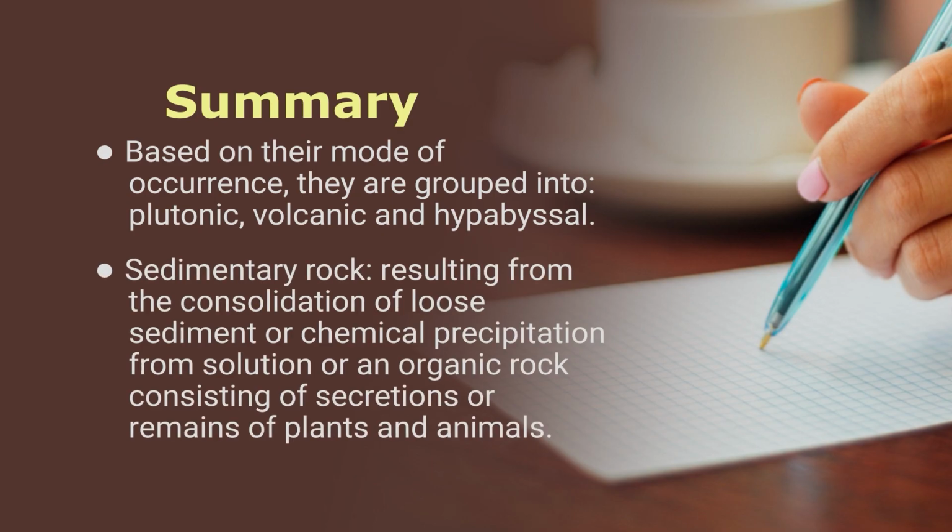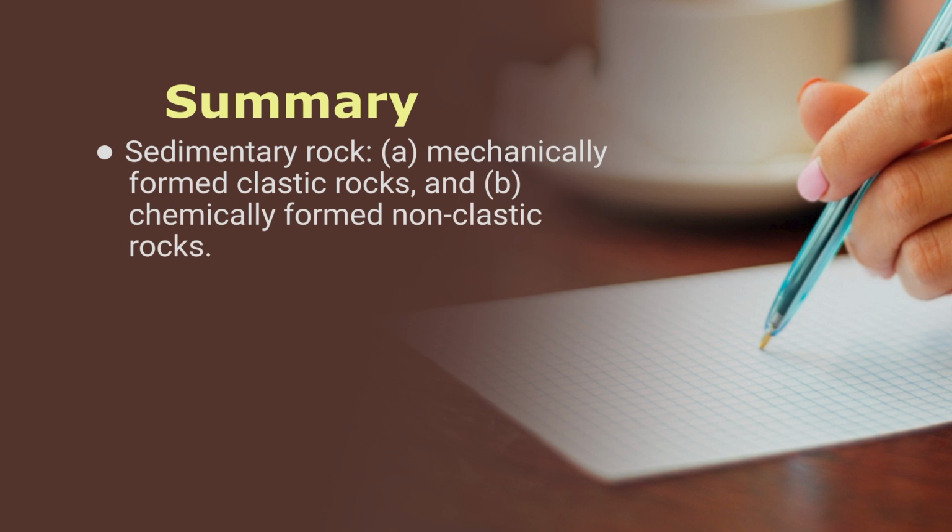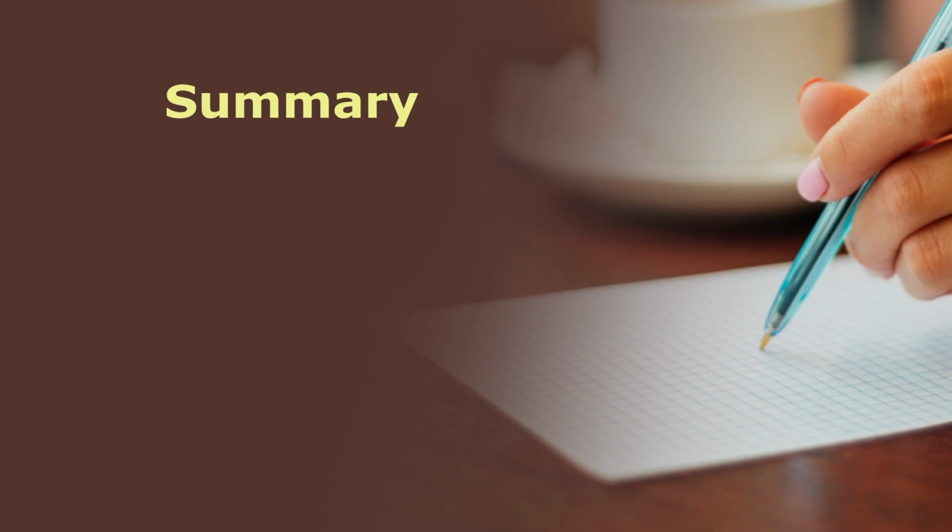Sedimentary rocks result from the consolidation of loose sediment, or chemical precipitation from solution, or organic rock consisting of secretions or remains of plants and animals. For example, coal. Sedimentary rocks can be mechanically formed from clastic rocks. They can also be formed chemically by non-clastic rocks. I gave you the example of halite. You can also have limestone.